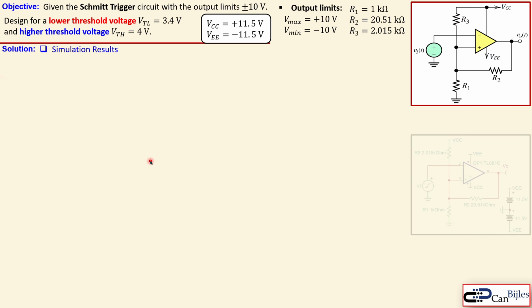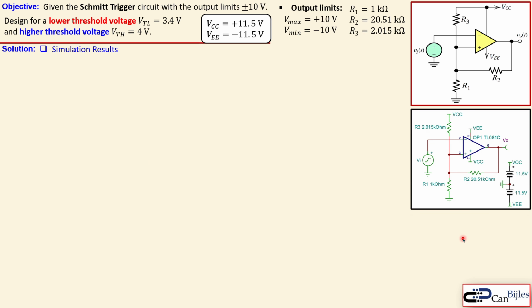Now the simulation results. This is the circuit we will use in the simulator. You see here the R1 selected, R2 20.51 kilo ohms, and R3 here 2.015 kilo ohm. This is connected to the VCC. That was also the case here for the R3. VE here is, as shown here, 11.5, and VCC is 11.5 also. So this is exactly as we have wanted, because there are some losses in the op-amp, so we go a little bit higher than the 10 volts here. And we have selected the operational amplifier TL081.